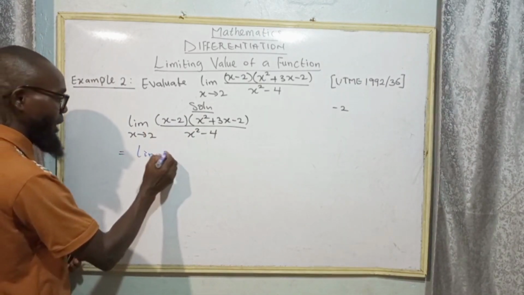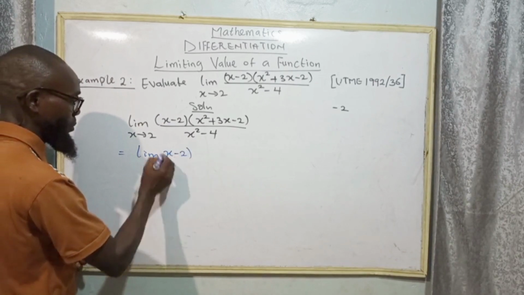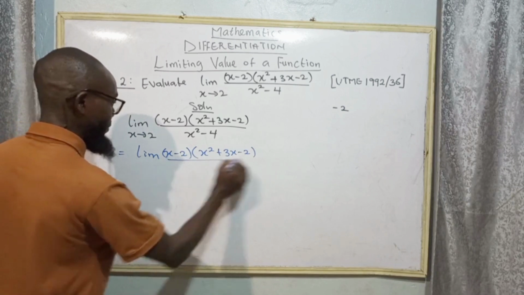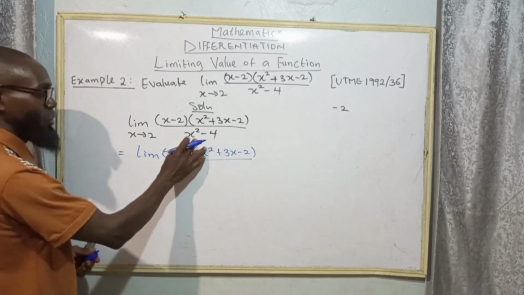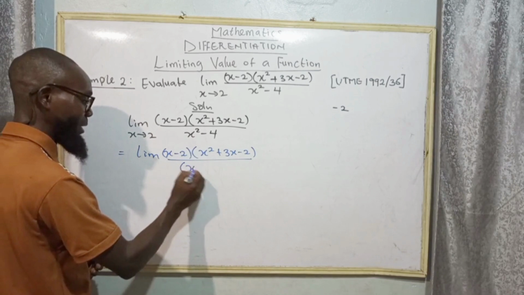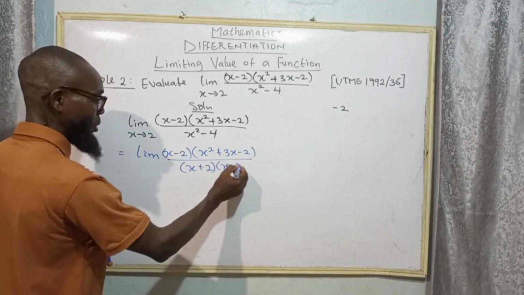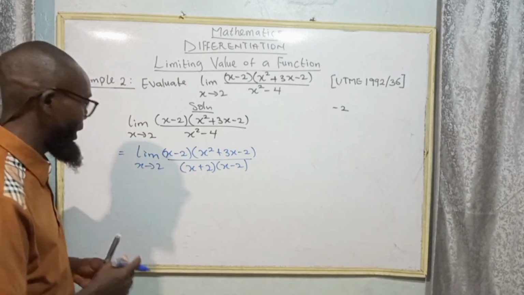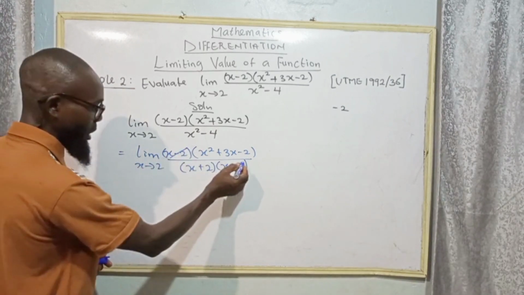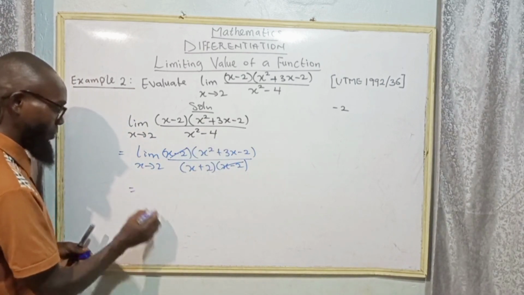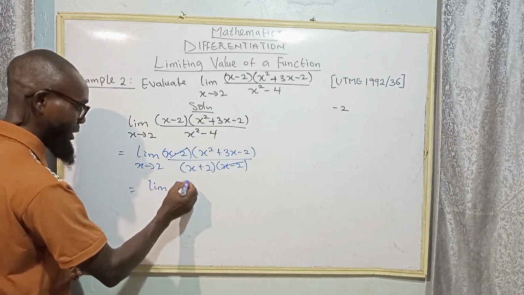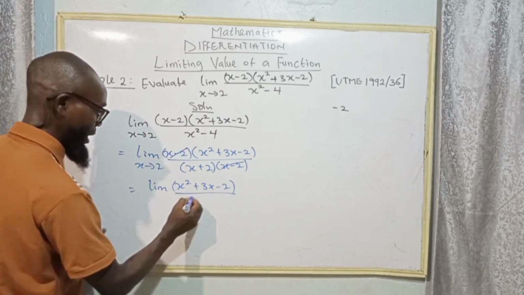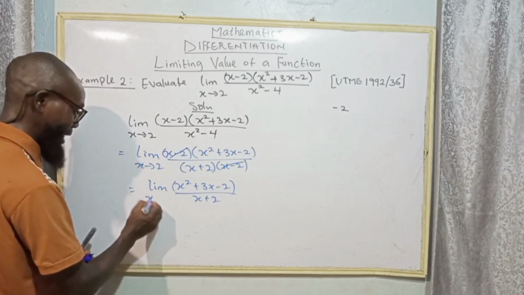Then we have the limit of x squared plus 3x minus 2 divided by x squared minus 4 as x approaches 2. x squared minus 4 can be written as x plus 2 times x minus 2, that's the difference of two squares, which we have done in some of our videos. Now, x minus 2 cancels x minus 2, so we have the limit of x squared plus 3x minus 2 divided by x plus 2 as x approaches 2.